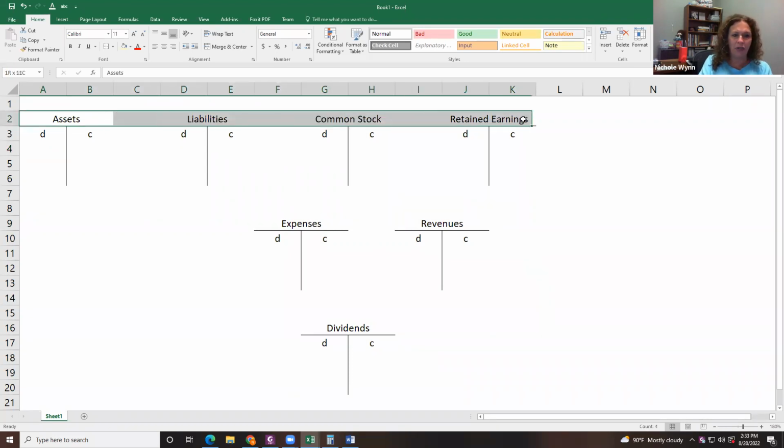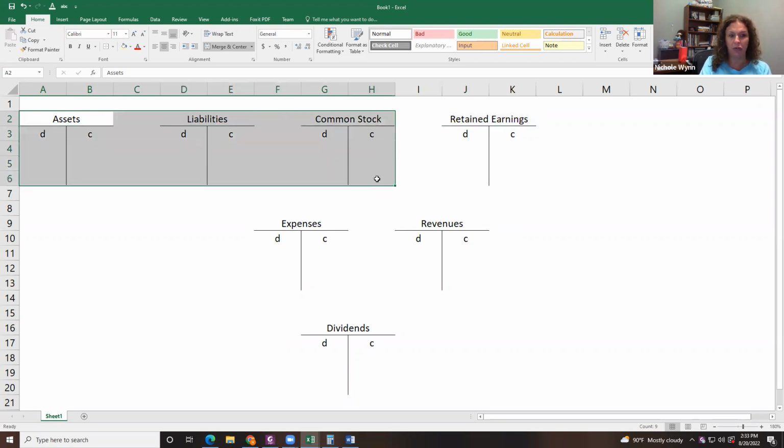Because we remember that this is the accounting equation along the top. Assets equal liabilities plus my two kinds of equity, common stock and retained earnings. I would also point out that in this chapter, we're only going to use these accounts. We won't use these until chapters 3 and 4. But I'm going to do all of them now because we're going to need it.